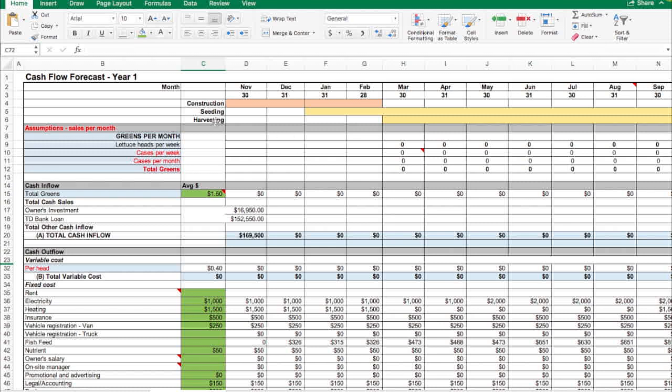So in here I've used 3 components. Construction. Let's say you're starting construction in November. How long will that construction take? You can add that here so that you can give yourself that 4-month timeline in your project scheduling.